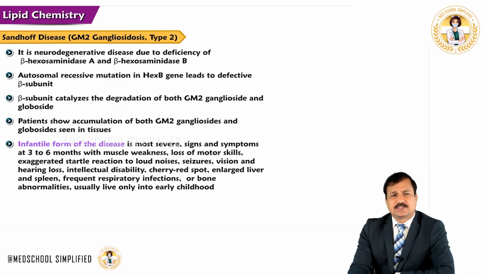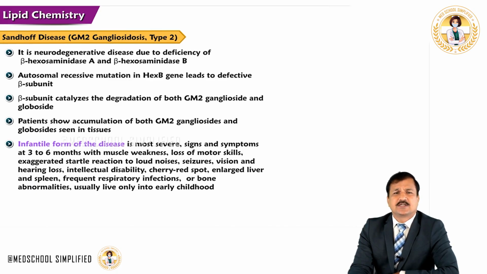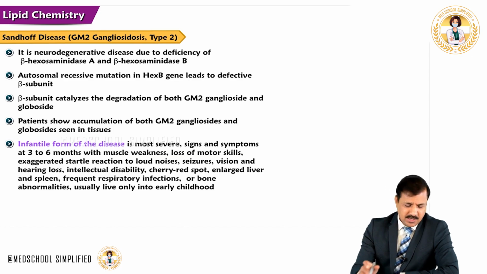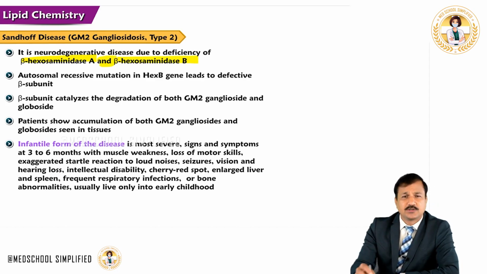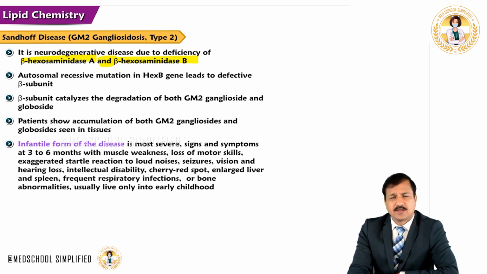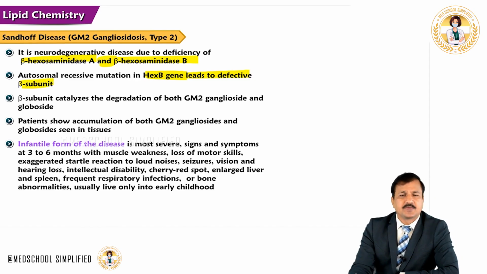Coming to Sandhoff disease. Sandhoff disease, like Tay-Sachs disease, is a neurodegenerative disorder, but the deficiency here is affecting two similar enzymes. One is beta-hexosaminidase A enzyme and the other is beta-hexosaminidase B enzyme. So both the enzymes are defective here. Now in Sandhoff disease, there will be an autosomal recessive mutation in the HEXB gene, which leads to a defective beta subunit.